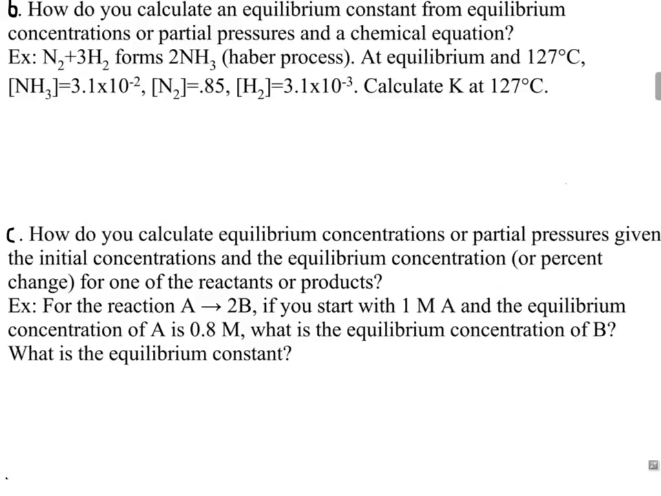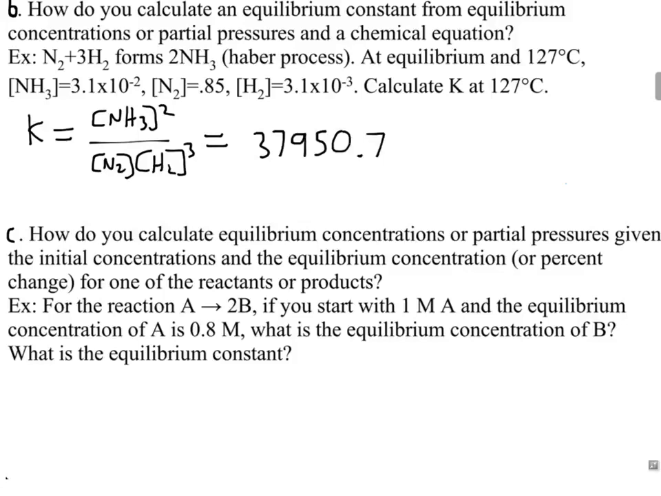So the equilibrium constant, capital K, is equal to the products on the top raised to their coefficients over the reactants on the bottom multiplied by each other and raised to their coefficients. So then you just plug in the concentrations and we would get 37,950.7. But if we're going to use significant figures, we should probably have 2 sig figs.